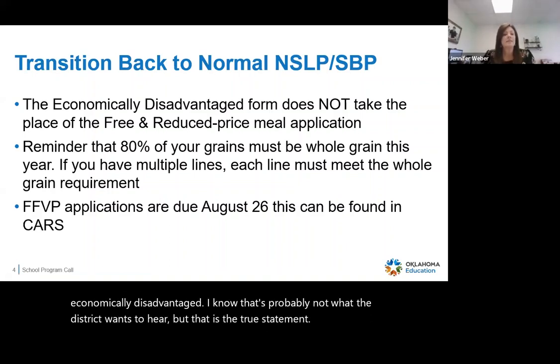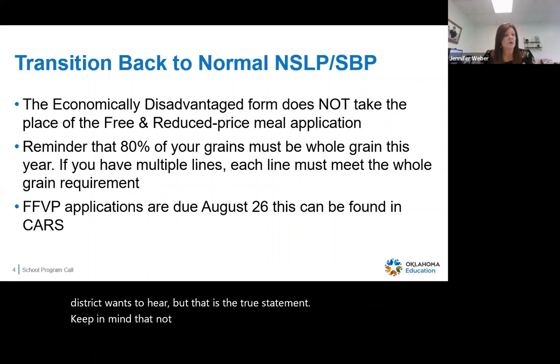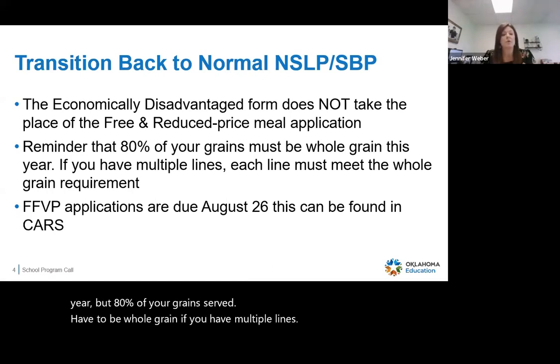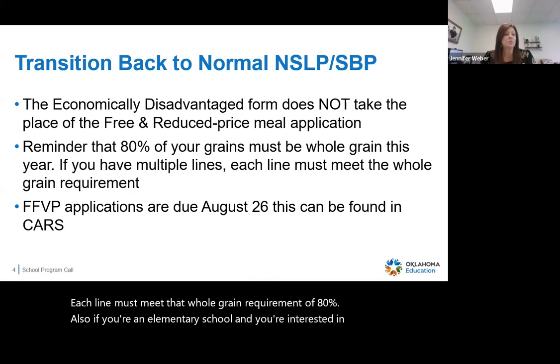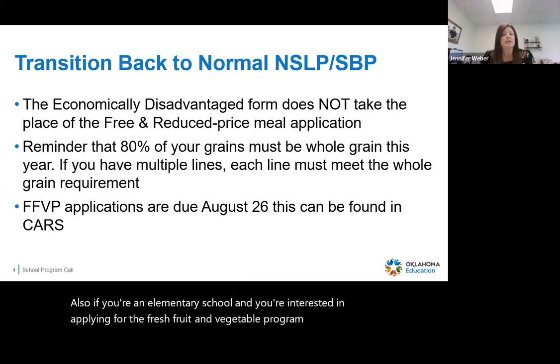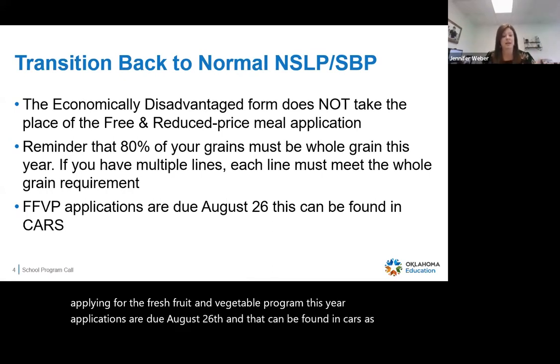Keep in mind that not all your grains have to be whole grain this year, but 80% of your grains served have to be whole grain. If you have multiple lines, each line must meet that whole grain requirement of 80%. Also, if you're in elementary school and you're interested in applying for the fresh fruit and vegetable program this year, applications are due August 26th, and that can be found in CARS as well, where you complete your renewal application and agreement.